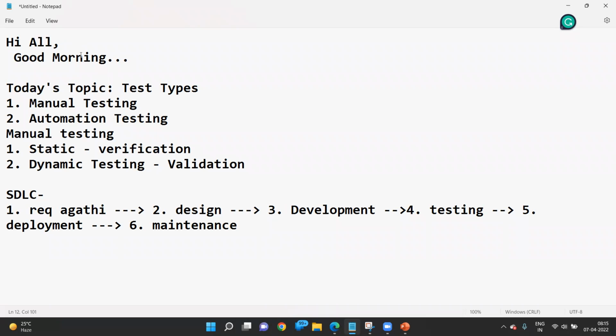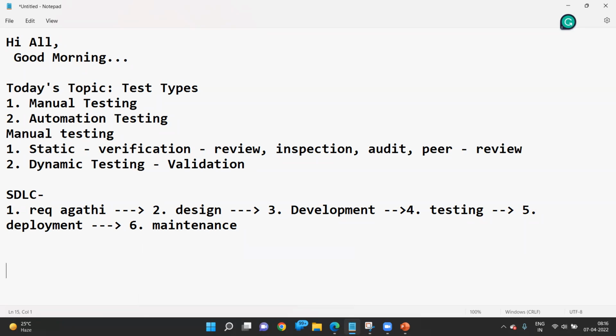Then coming to static testing, it is basically applicable across all the phases of SDLC. Dynamic testing is applicable only for the testing phase. Static testing, what are the techniques we follow? What are the methodologies we follow? Review, inspection, audit, peer review. These are the various techniques we follow to do static testing. What about dynamic testing? That's what I want to explain now.